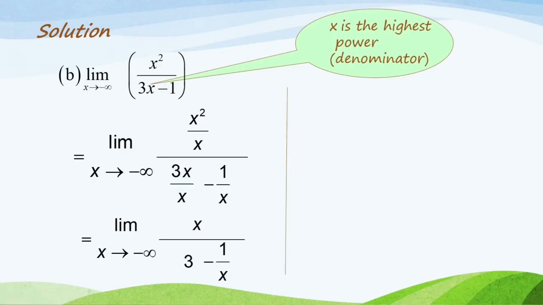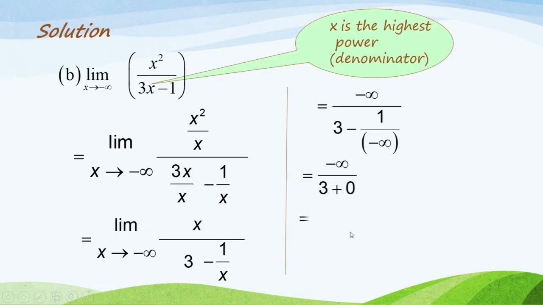And when we substitute negative infinity for x, we get negative infinity over 3 minus 1 over negative infinity, and we simplify, we get negative infinity over 3 plus 0, and negative infinity divided by 3, the answer is negative infinity. We know that when x approaches negative infinity, the answer is negative infinity, so we say that the limit does not exist.